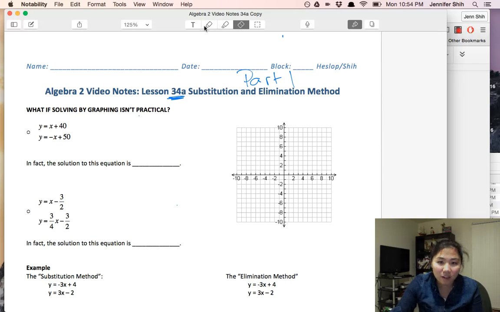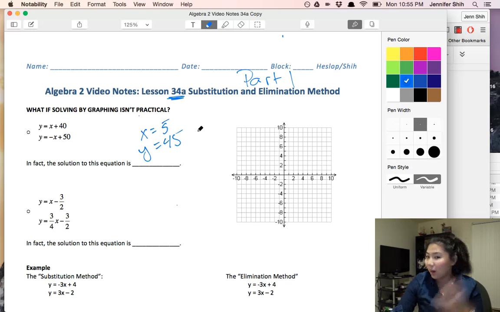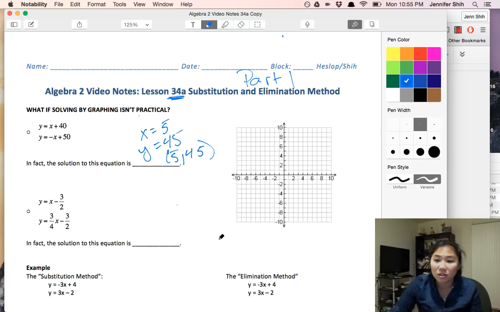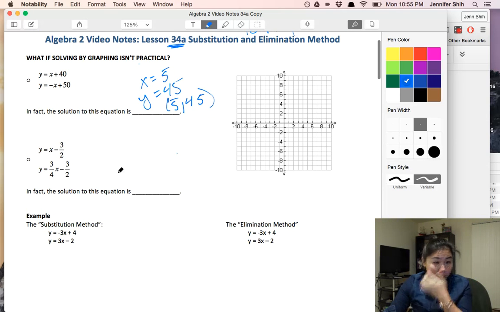In fact, the solution of the system is x equals 5 and y equals 45. How did I know that? Another way you can write the solution is (5, 45). So graphing is not very practical. By the end of these two videos, you're going to find a more practical way to solve for the solutions of a system.